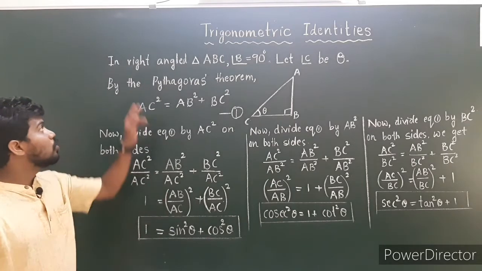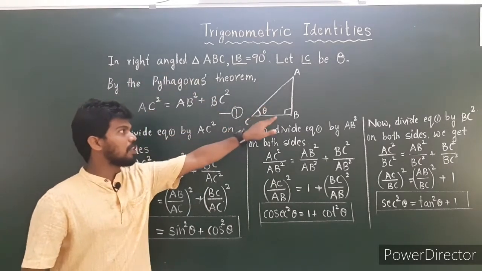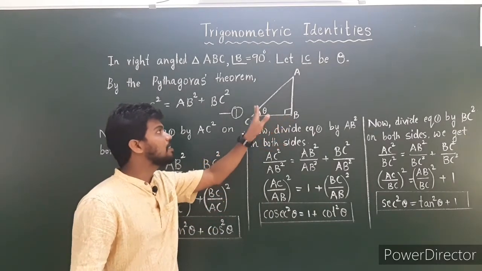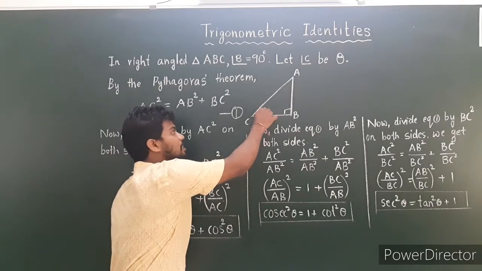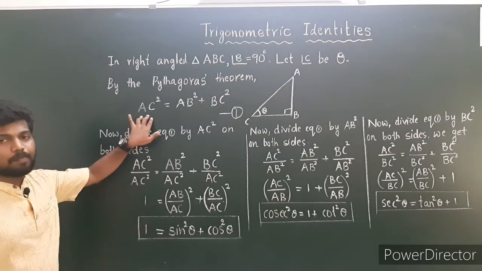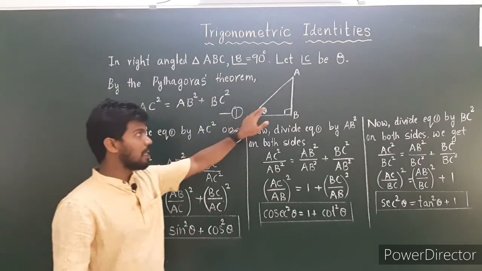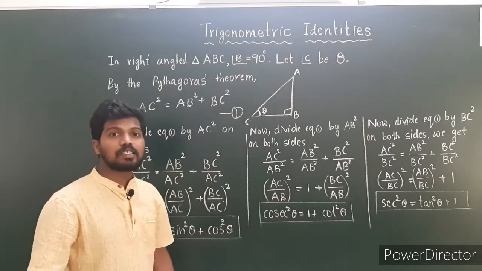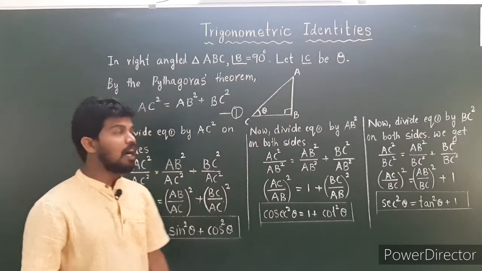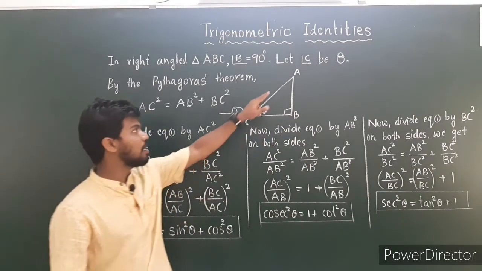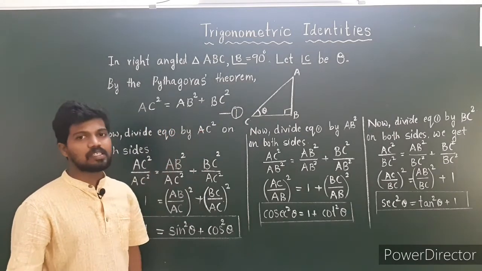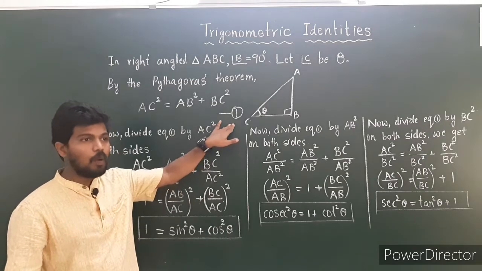Trigonometric identities. In a right angle triangle ABC, angle B equals 90 degree and let angle C be theta. By the Pythagoras theorem, in a right triangle, the square of the hypotenuse is equal to the sum of the squares of the other two sides. That means the hypotenuse square, AC square, is equal to AB square plus BC square. Consider that equation 1.